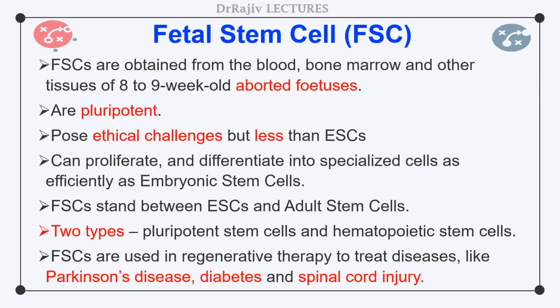Fetal stem cells are of two broad types: pluripotent stem cells and hematopoietic stem cells. Pluripotent stem cells can differentiate to form the inner cell lining of the gastrointestinal tract, muscles, bones, urogenital organs, organs of the nervous system, and the epidermis. Hematopoietic stem cells differentiate and specialize to become various types of blood cells. Fetal stem cells have been used in regenerative therapy in a variety of diseases, including Parkinson's disease, diabetes, and spinal cord injury. But the extent of their clinical benefits is debated.